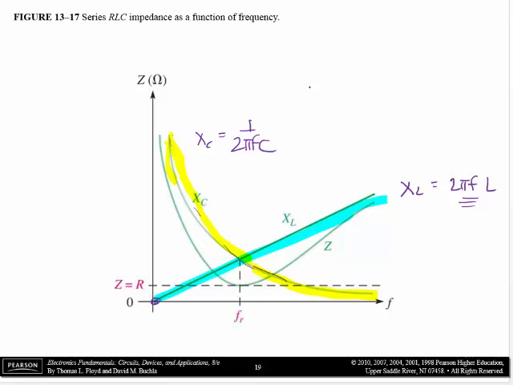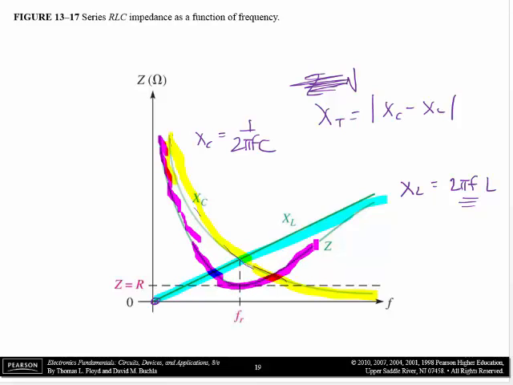And then you compute X total, which is the absolute value of XC minus XL, and that's what the last line here represents. This line right here is that X total. X total is right here. And it gets that kind of a shape.